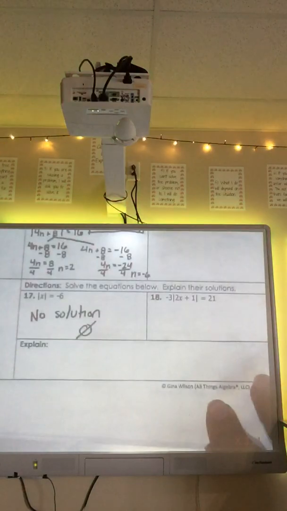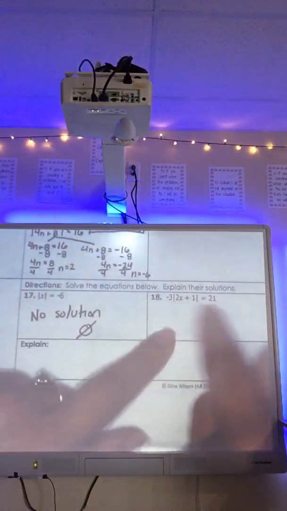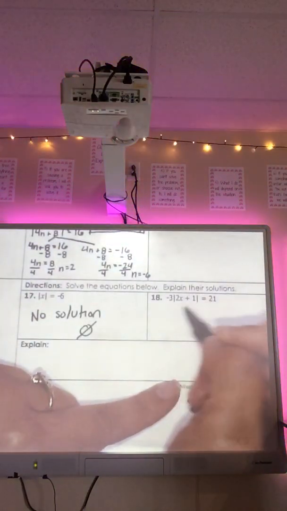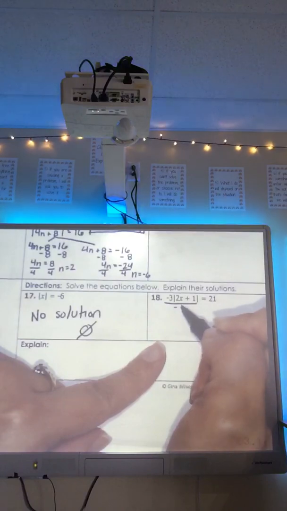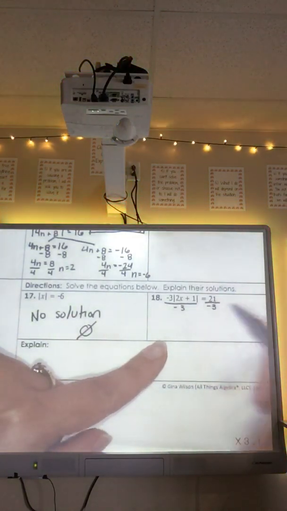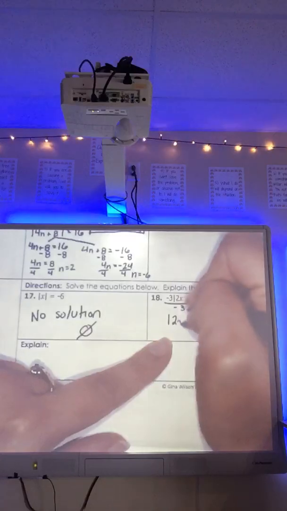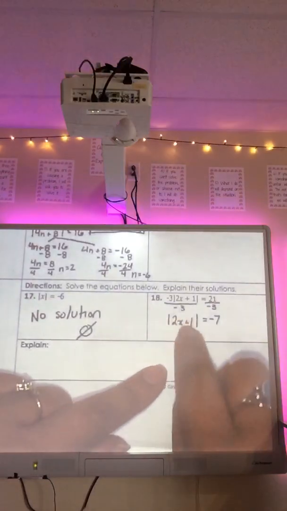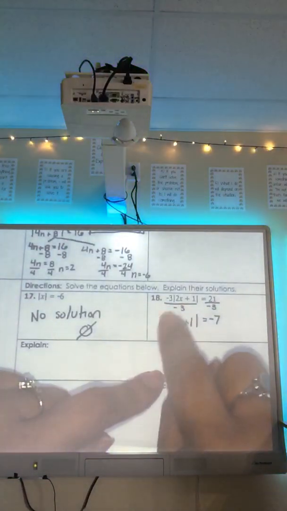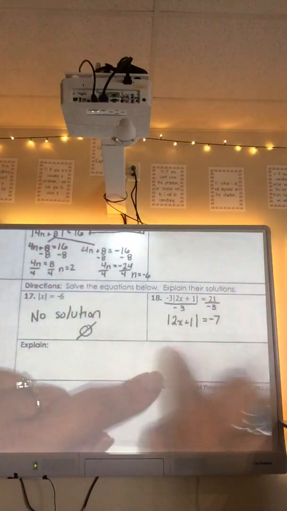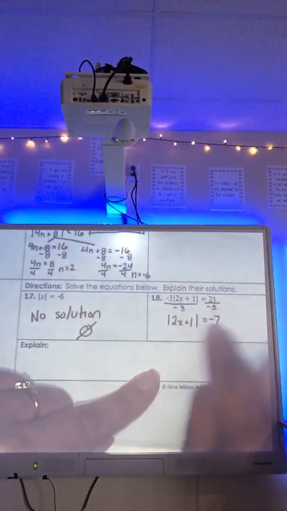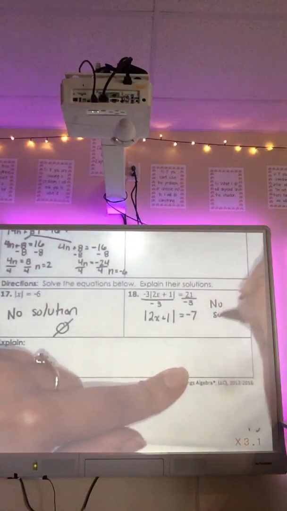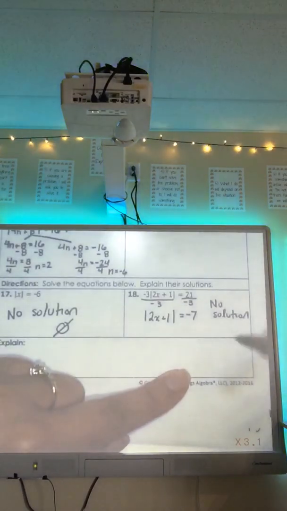Let's try number 18. So we have negative 3 times the absolute value of 2x plus 1. I want to get the absolute value part by itself, so I divide by negative 3. I get the absolute value of 2x plus 1 equals negative 7. See how we have an absolute value equals a negative? We cannot have an absolute value equaling a negative once it's isolated. So again, our answer is no solution, or this little symbol right here.